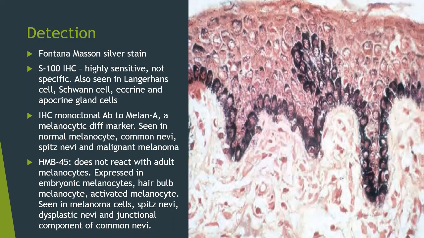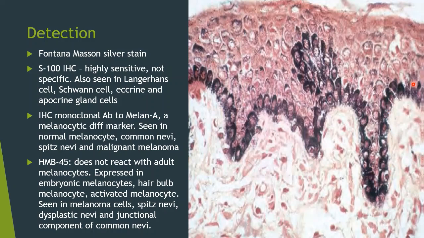We look at how to detect melanin. We can do some special staining like Fontana-Masson silver stain, which in this picture shows that the basal layer, the stratum basale, is rich in melanin pigment deposition. It is stained by the Fontana-Masson silver stain.